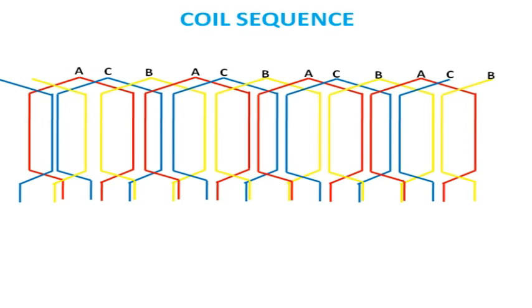All A phases will be connected. For all A phases, you can see first A, then we have to leave two coils, then again A will come, again two coils. So 1, 4, 7, 10. All these coil groups will be connected for A phase.